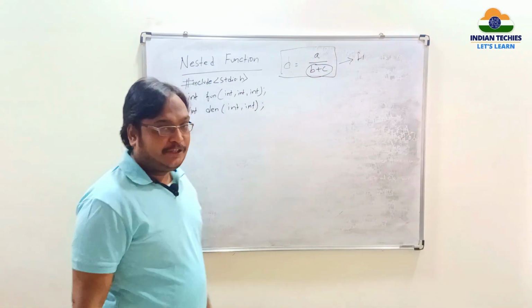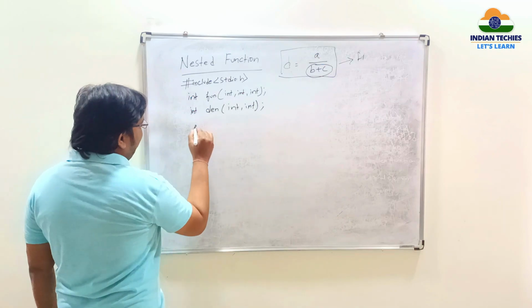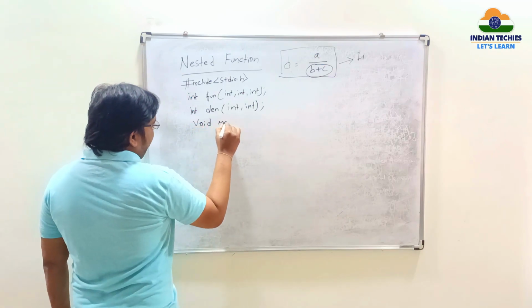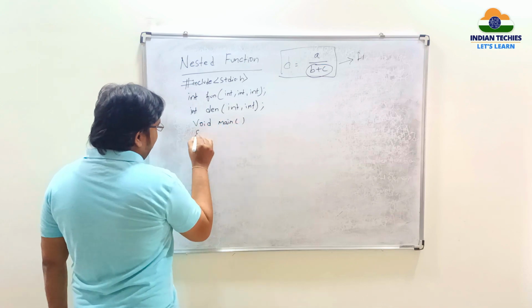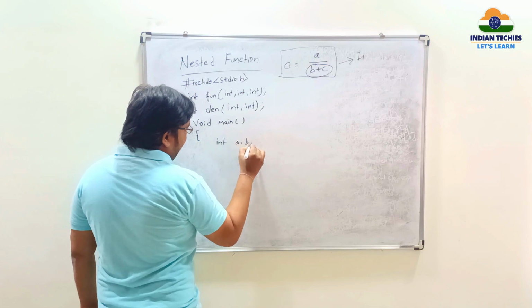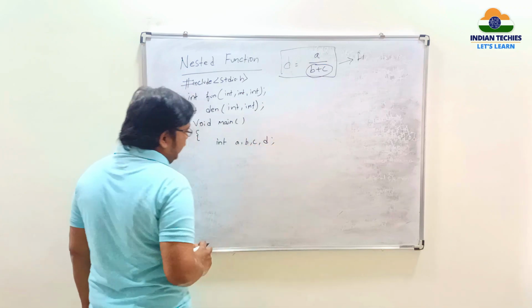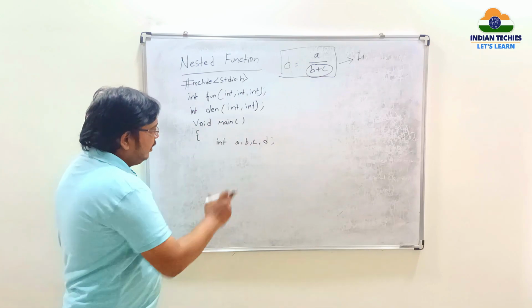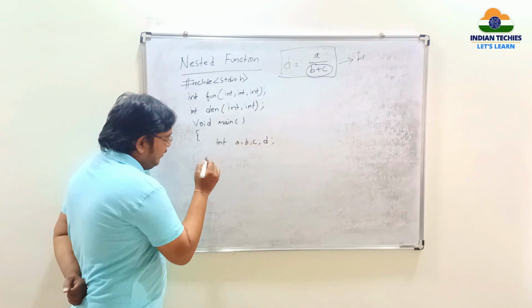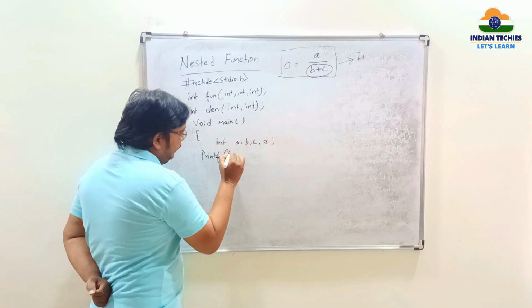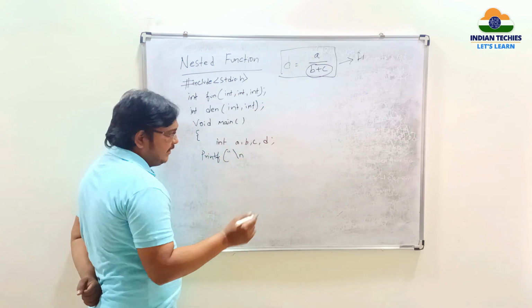Let us start the main execution. So how will the main be executed? That is void main. I am declaring 4 variables, that is int A, B, C, D. A, B, C are the input and D is the result. Now take input for these A, B, C values. That is printf, with \n, that is, to go to the next line.